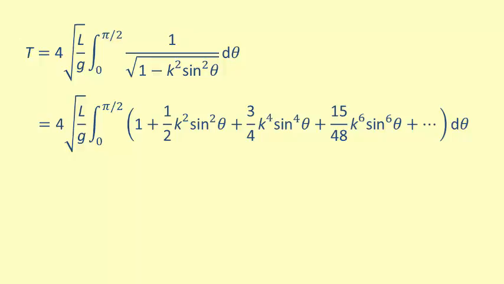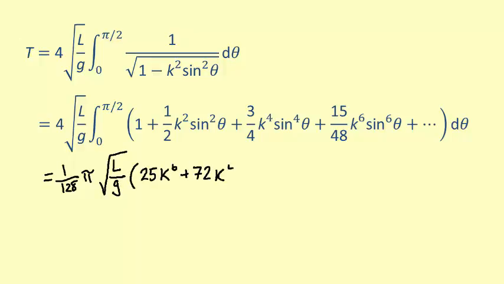Integrating, evaluating, and simplifying, we get 1 over 128 pi times the square root of L over g times 25k to the 6th plus 72k to the 4th plus 64k squared plus 256. So, if we know the maximum angle that the pendulum reaches, we can substitute sine of theta over 2 for k into this expression and get a pretty good estimate of the period of the pendulum.